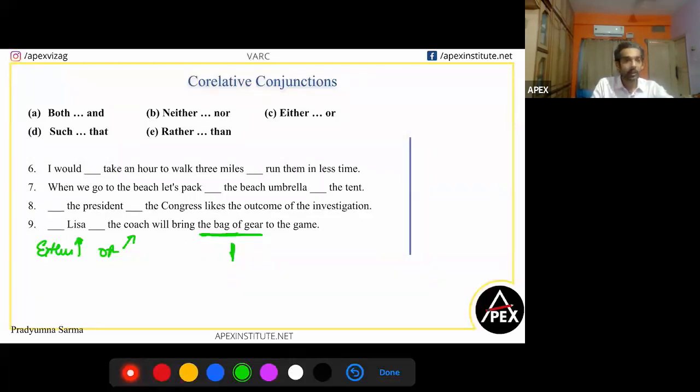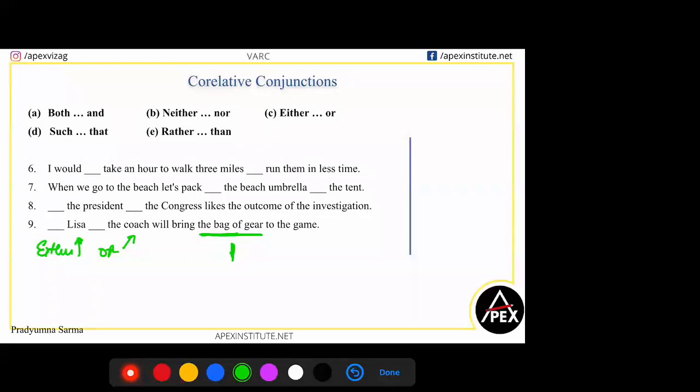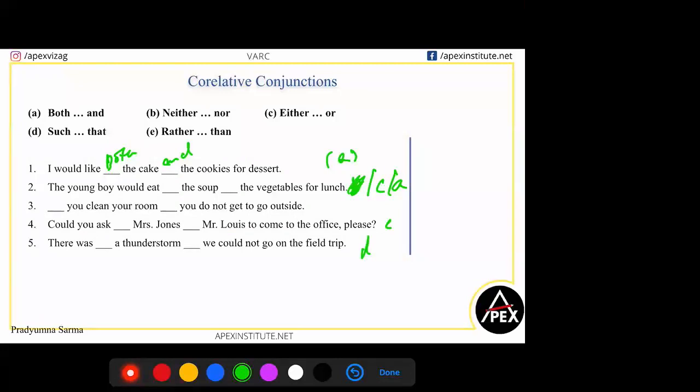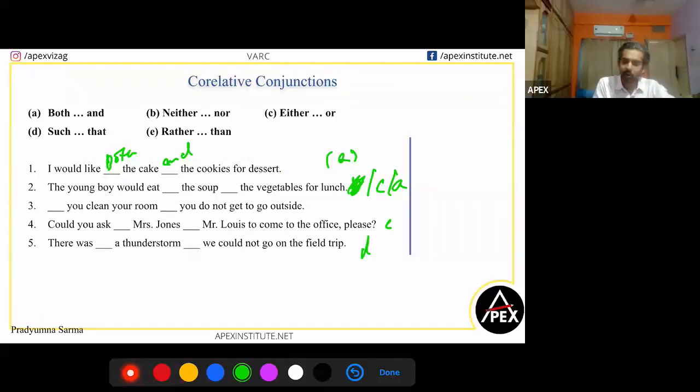Sir, third, you mean the eighth question, is that what you are asking me? No sir, in the previous slide, third question you skipped. Slide question: dash you clean your room, dash you do not go or do not get to go outside. Either you clean your room or you do not get to go outside.